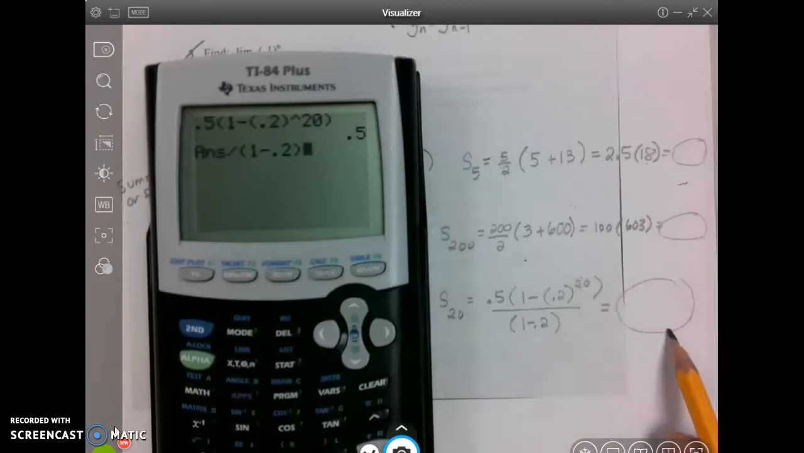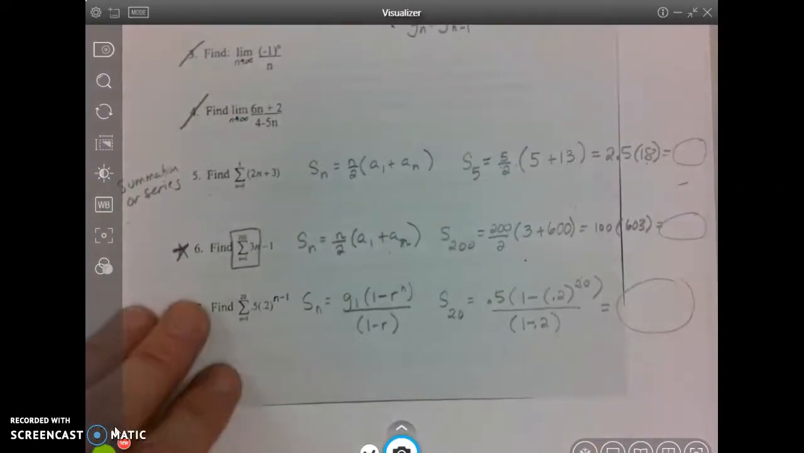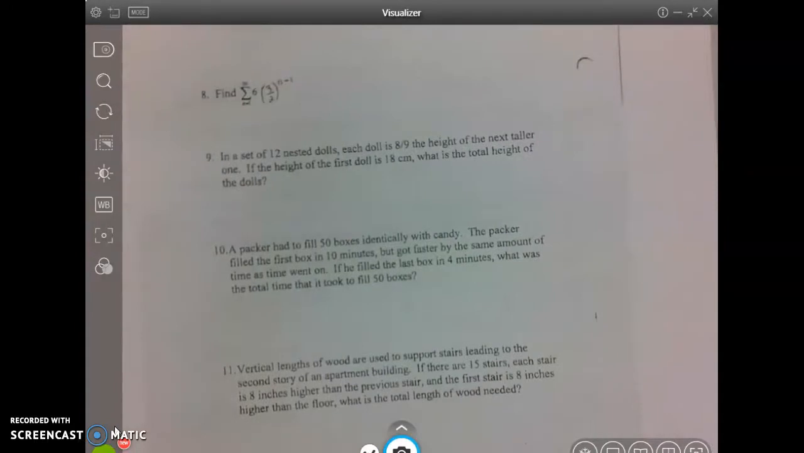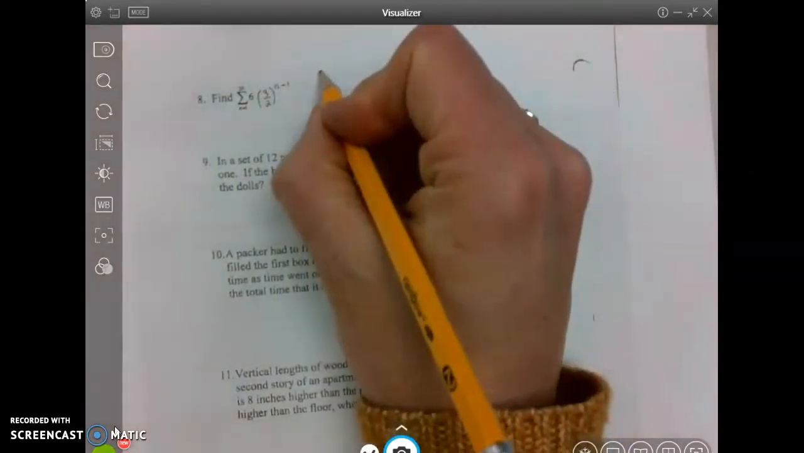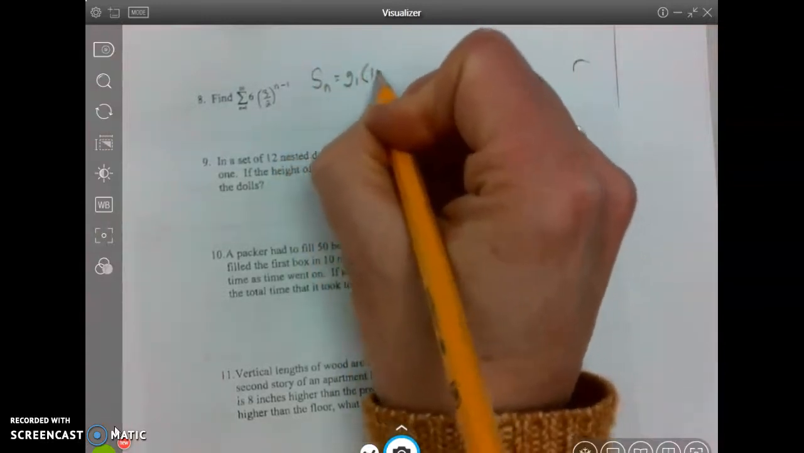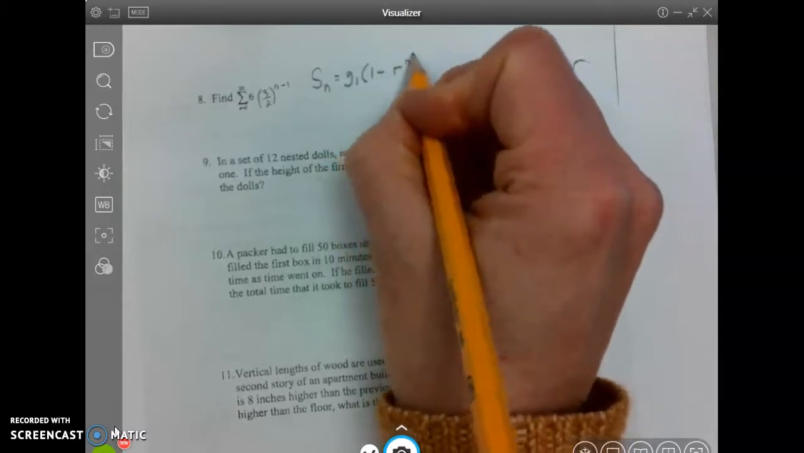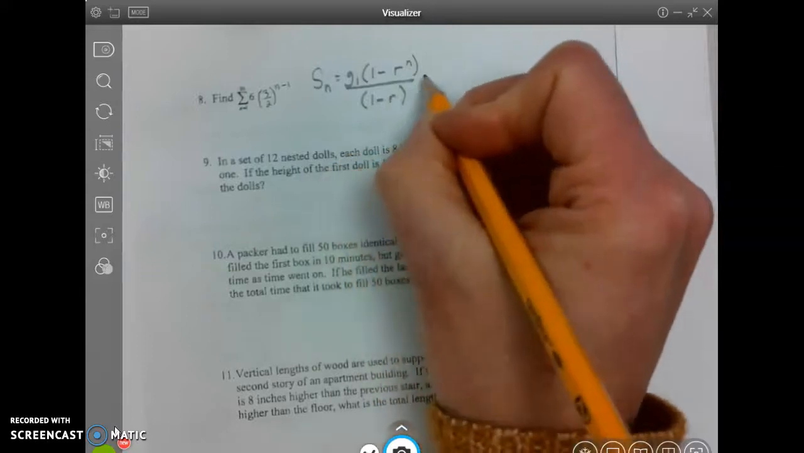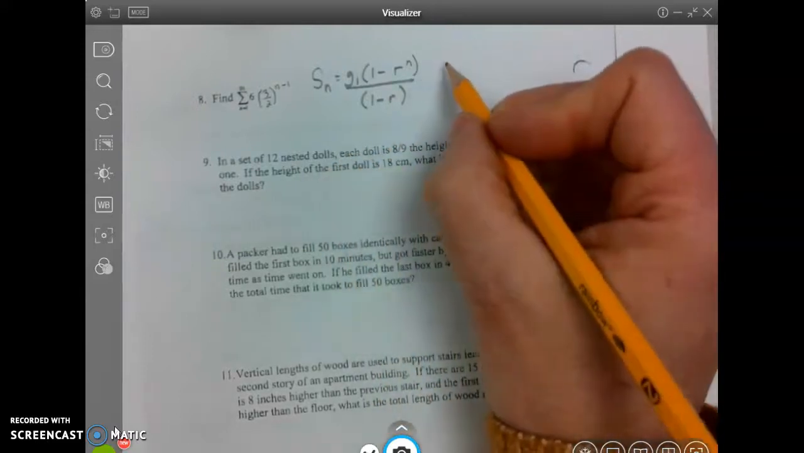But I want you to practice putting this in your calculator, so I'm going to let you do that. Okay? All right, let's go on to the next problem. Number 8, looks like we have another geometric summation, so I'm going to use my same formula. S sub n equals the first term times 1 minus r to the n, all divided by 1 minus r. So I'm going to go ahead and use that formula.